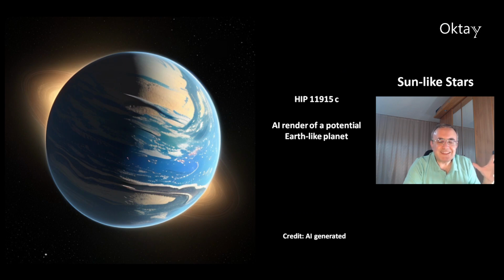And this is an AI render of a potential Earth-like planet that would be the planet HIP 11915c. This is a very beautiful AI-generated image of a potential habitable world.